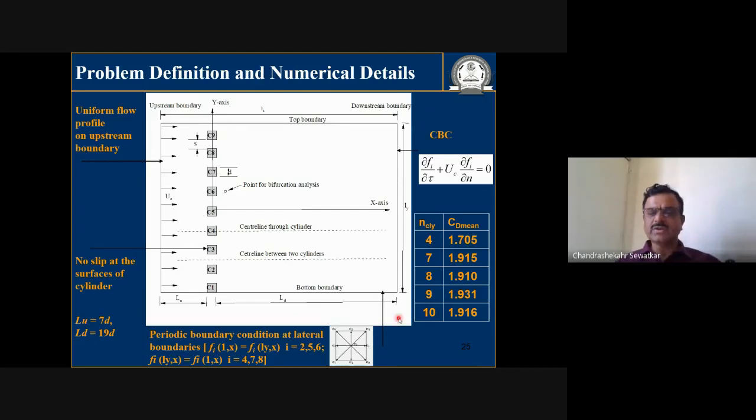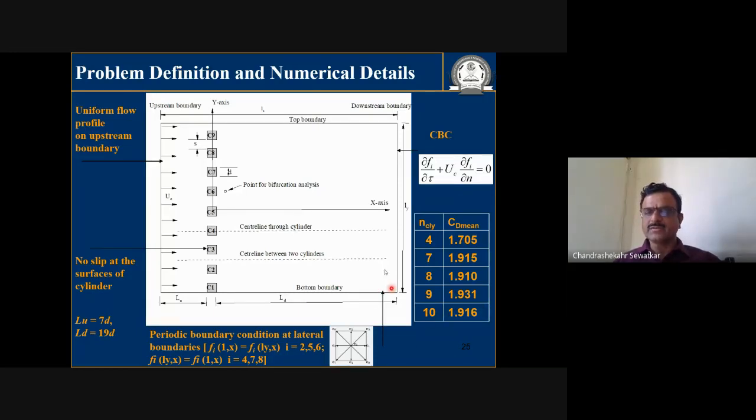So what we did, we considered 10 cylinders, 9, 8, 7, and 4 cylinders. And we tried to capture the mean drag experienced by each of the cylinders. If I consider only 4 cylinders, I get this much drag; for 7, this much; for 8, this much; for 9, this much. We observed that when the number of cylinders goes beyond 7, 8, 9, there is hardly any variation in the drag experienced. It means the phenomenon is now repeating.